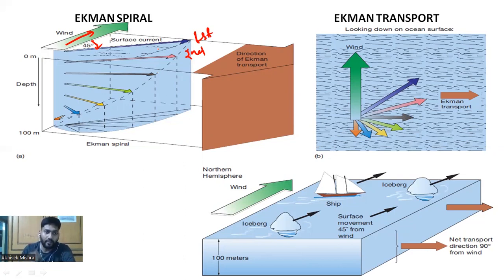Wind is flowing, so because of wind, the upper layer is set in motion. The dragging effect of wind causes the water to move. Then, because the first layer is moving, the second layer, which is just below the first layer of water, is getting dragged because of the movement of the first layer.